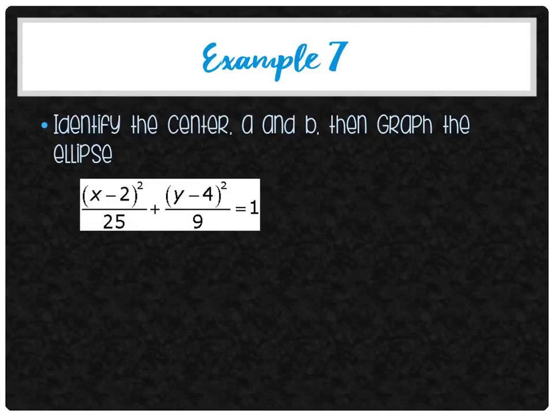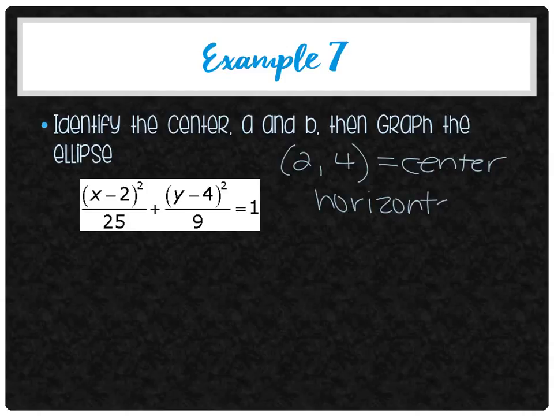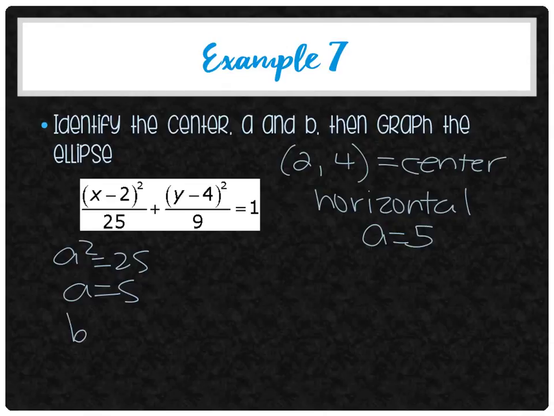All right, so what's the center? 2, positive 4. Is this vertical or horizontal? Horizontal. The bigger one's underneath the X. Okay. A squared is 25, so A is 5. B squared is 9, so B is 3.